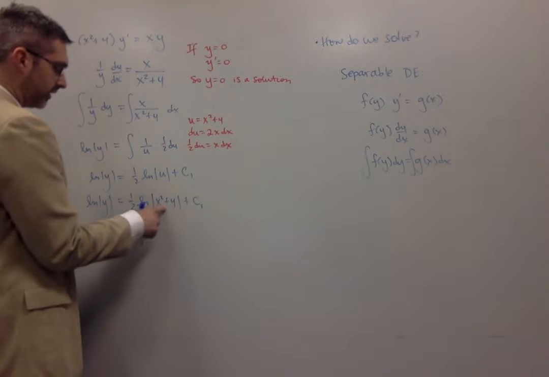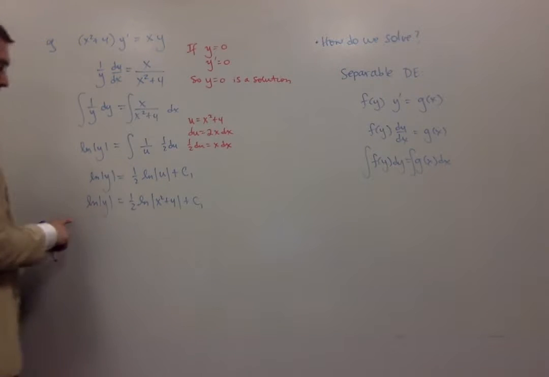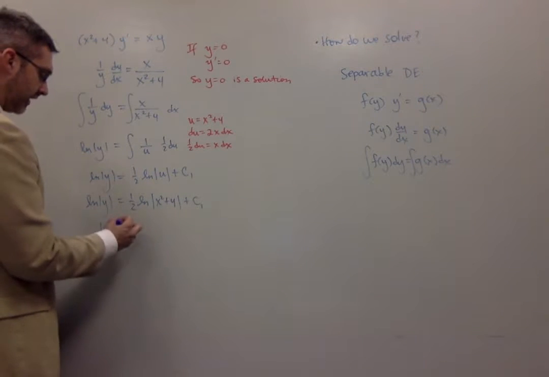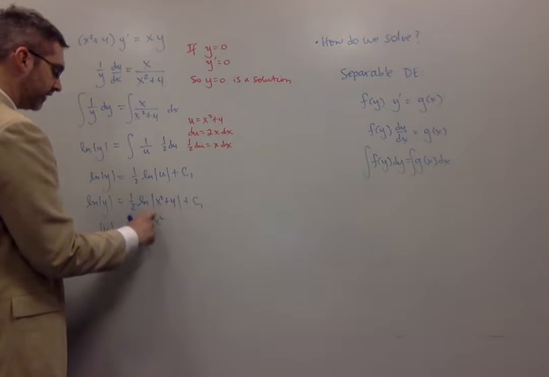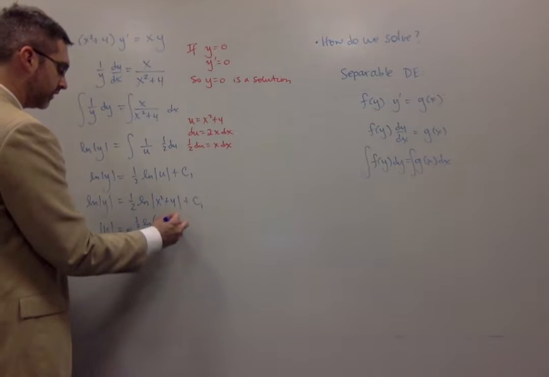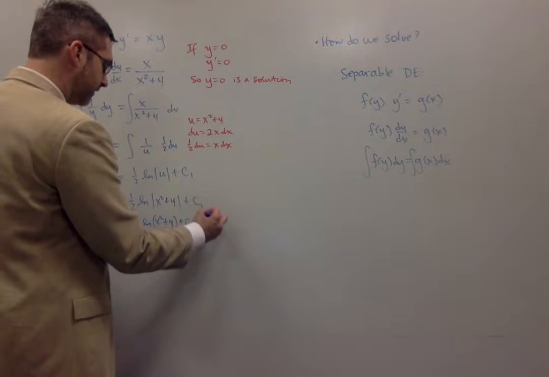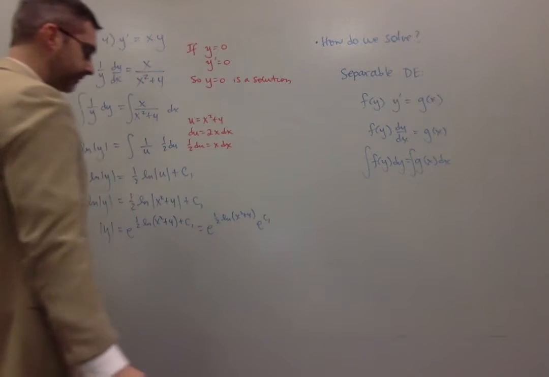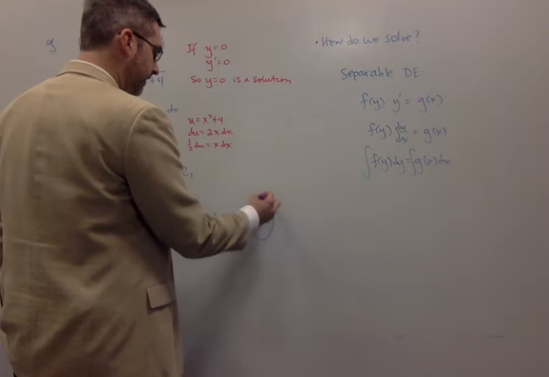Now, x squared plus 4 is always positive, so we can actually drop the absolute value if we want to. Now, because I want to solve for y, and because I have a natural log over here, I want to take e to everything. So the e and the natural log over here are going to go away. And I've got e to the 1/2 natural log of x squared plus 4 plus c1. And I'm going to separate that out. So that's e to the 1/2 natural log of x squared plus 4 times e to the c1. Now, e to any number is positive, so I'm going to rename this constant. We're going to call that d.